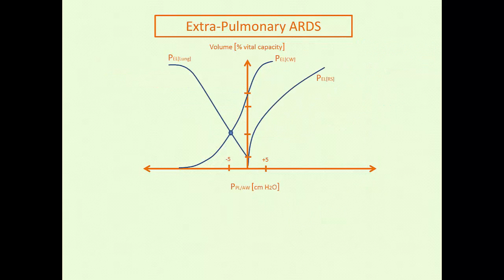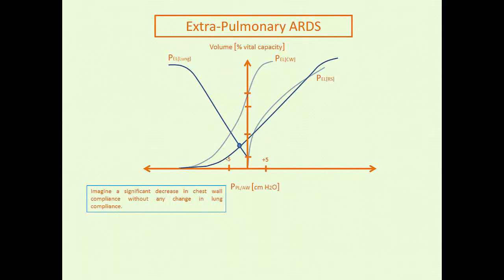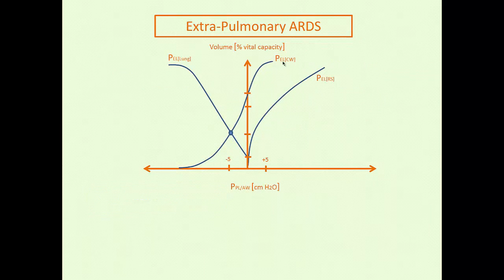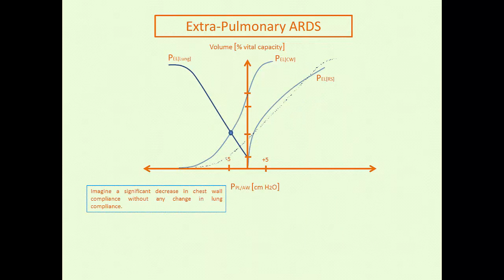And in contrast to extrapulmonary ARDS, this is a significant drop in chest wall compliance. So follow the chest wall elastance curve, the resting chest wall compliance. Elastance and compliance are inversely related, so sometimes I use them interchangeably. So there's a drop in your chest wall compliance. Again, FRC drops.